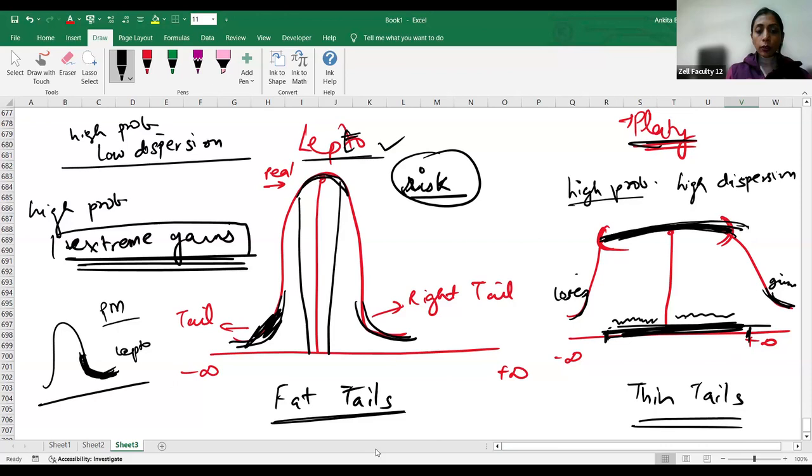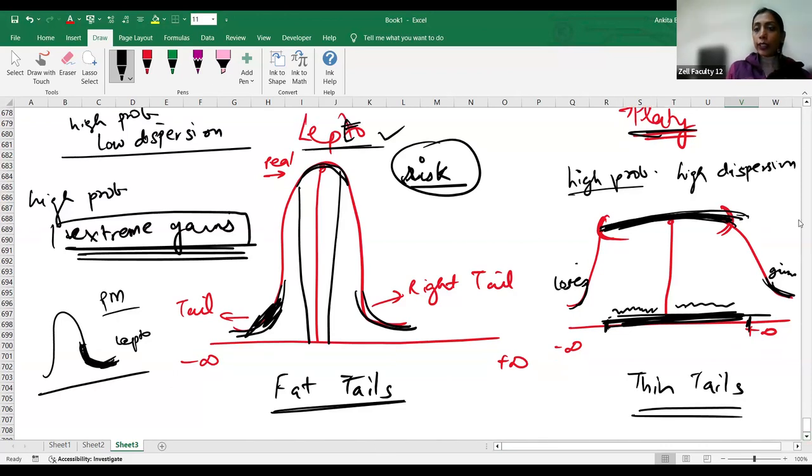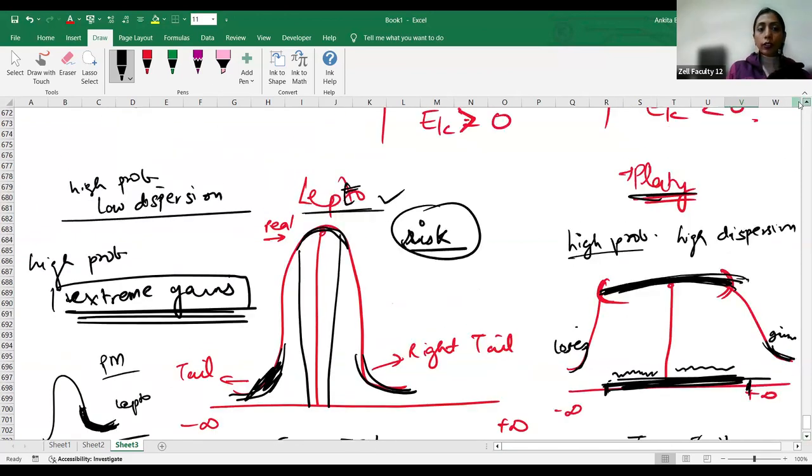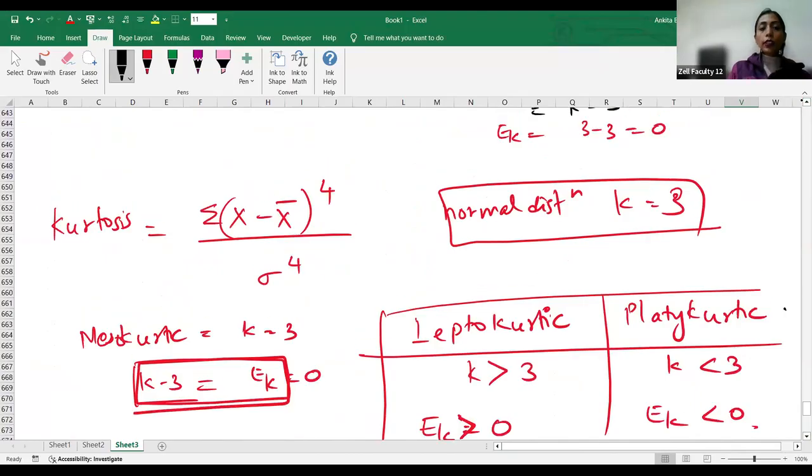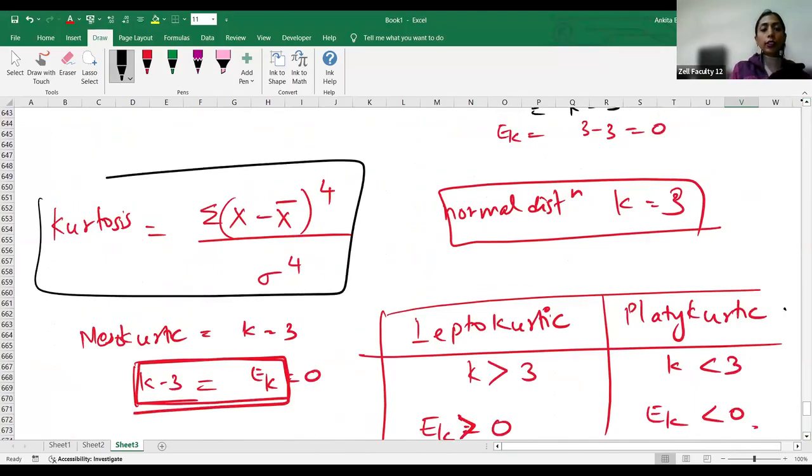Okay. So for kurtosis, how do we calculate kurtosis? So did I tell you? Yeah. So kurtosis is calculated using this formula, (x minus x bar) to the power 4 divided by sigma. Okay. Now ask if you have any doubts here.